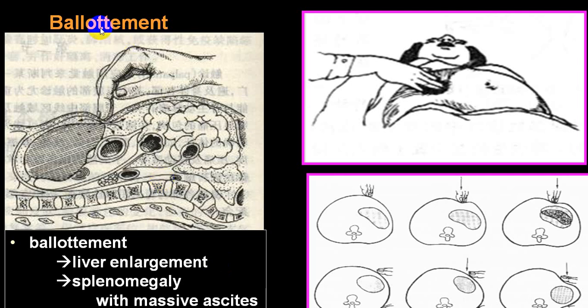This is the ballottement method, meaning you are pushing the fluid away from the palpating liver. So if there is free fluid in the abdomen and you want to identify whether the liver or spleen is enlarged or not, with one hand you push the fluid away and the palpating hand will try to palpate the liver. So that is the ballottement method.